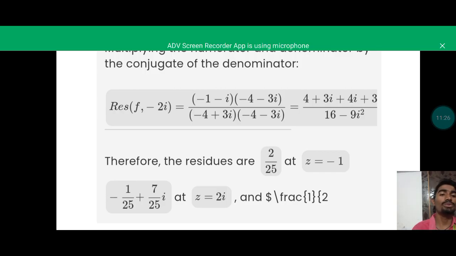Therefore the residues are 2 by 25 at z equals minus 1, minus 1 by 25 at z equals plus 2i, and at z equals minus 2i it is 7 by 25 i. These combine to give minus 1 by 25 plus 7 by 25 i at z equals 2i.